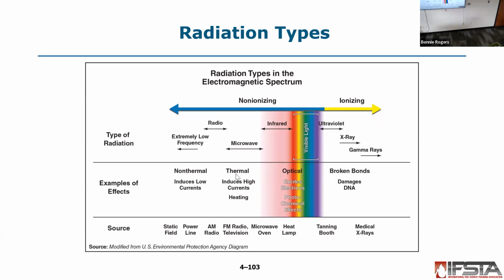And then effects. You can have non-thermal effects, so not too much of an issue there. Thermal, which is heat. And on the ionizing side, we have broken bonds, skin damage, and more. Down here, you look at all the different sources.